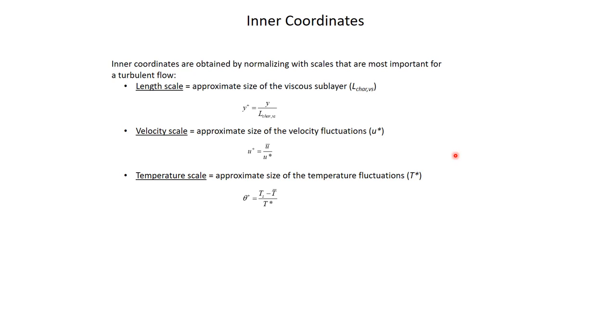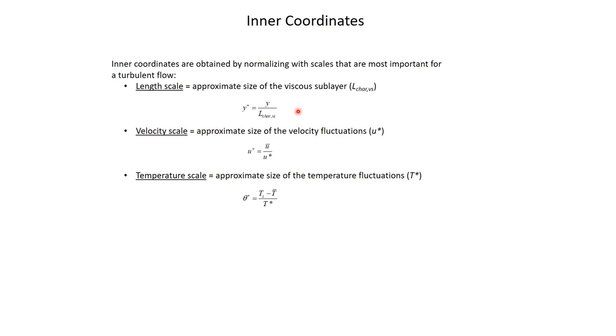So if we want an inner coordinate or an inner length, like a y plus, which is going to be a dimensionless y, where y is the distance from the wall, we're going to normalize that length value by a length scale, and we're going to use the length scale that's most important for a turbulent flow. So the length scale that's most important for the turbulent flow is basically how big approximately is the viscous sublayer. So we're going to call that L sub characteristic VS for viscous sublayer. So y plus is y divided by our estimate for how big the viscous sublayer is.